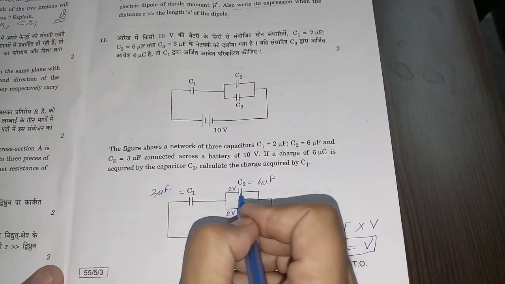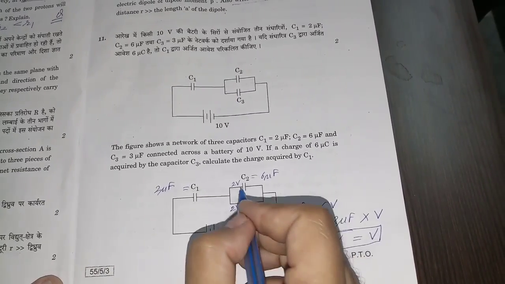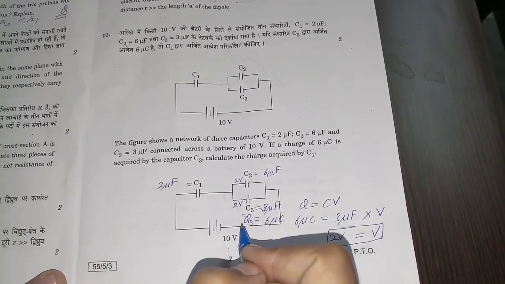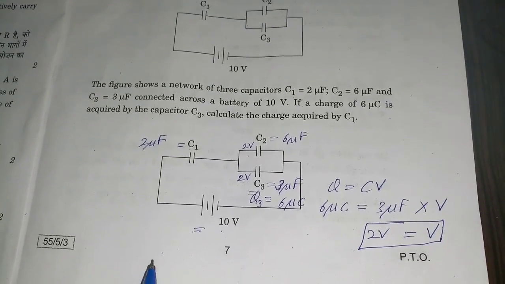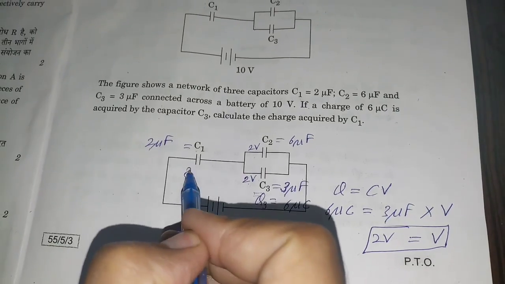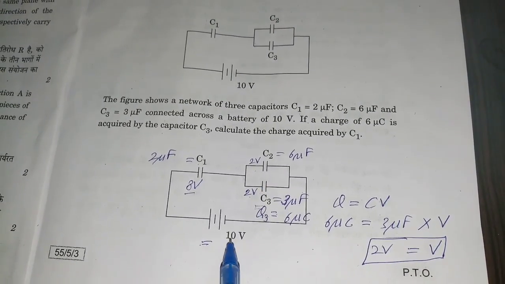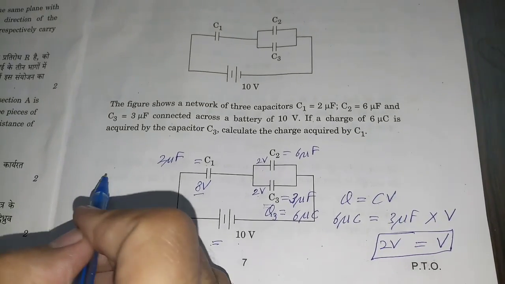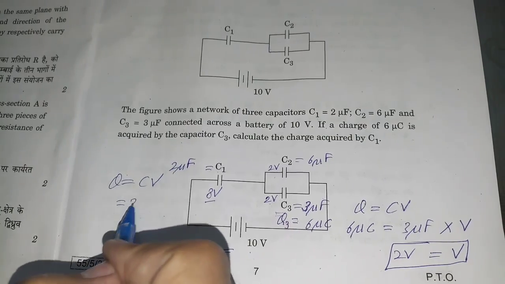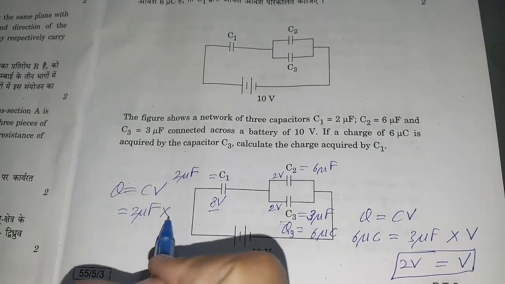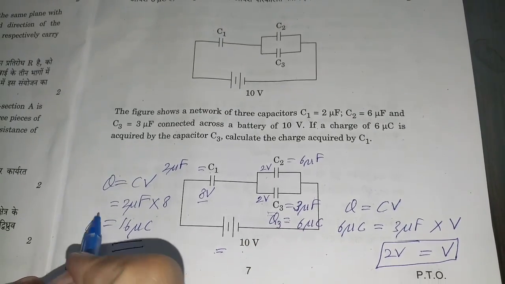So for C2 it will also be 2 volt because they both are connected in parallel, and in parallel we have the same potential difference. Now the battery of 10 volt is connected across the arrangement, so the drop across C1 will be 8 volt. So 8 plus 2 will give you 10. Now apply the same formula again. Q is equal to CV. C is 2 microfarad and the potential drop is 8, so you get 16 microcoulomb.